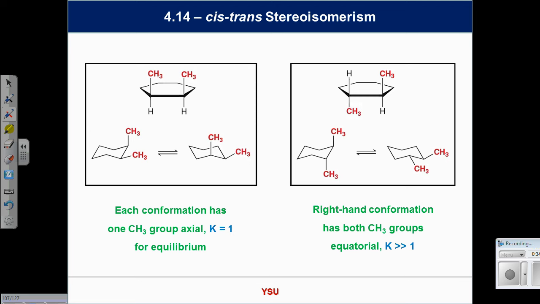So be ready for K. Be ready for equilibria. Be ready for constants. Be able to answer, not necessarily actual numbers, but whether it's greater than 1, less than 1, or approximately 1. That's a big, big deal going into the next few chapters.